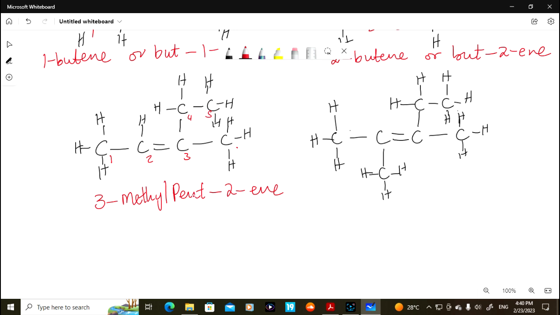All right, or we can say it is a 3-methyl-2-pentene, whichever you are comfortable with, you can use here. So let's check this one. This one is almost the same as this one.